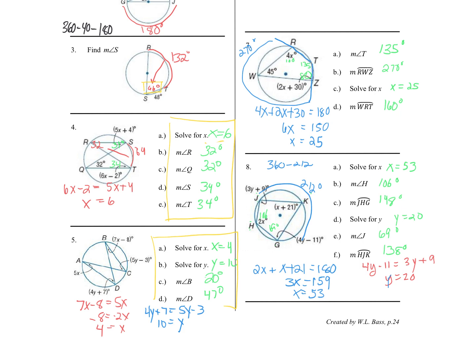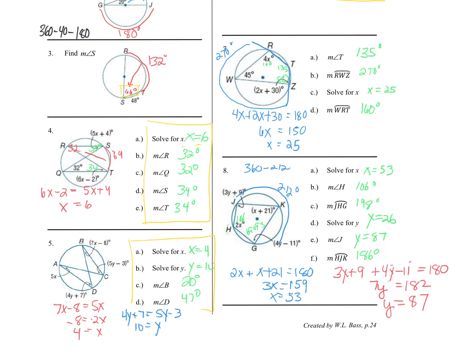D is to solve for y. So if I look at this angle and this angle, we take this angle 3y plus 9 and this angle here 4y minus 11. We know that this angle and this angle are supplementary, so they equal 180. When we solve that, y is going to be equal to 26.